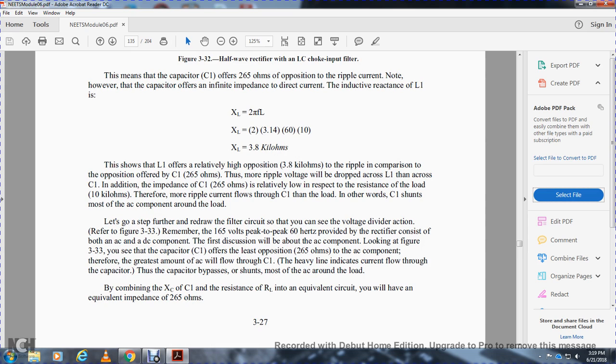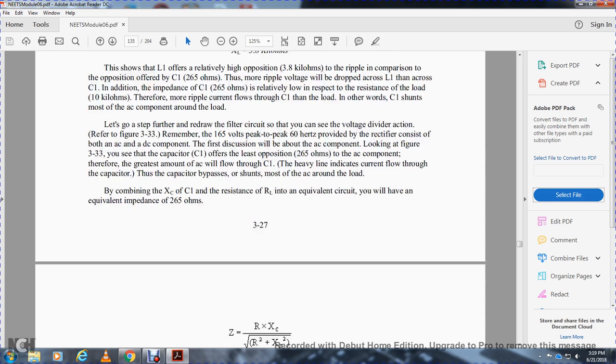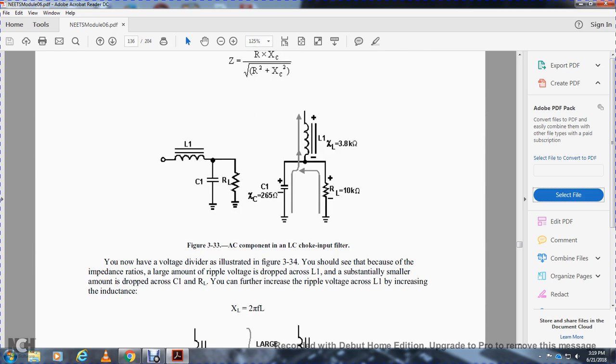Let's go a step further with a redraw of the filter circuit, as you can see, with the voltage divider action in figure 3-33. Remember, the 165 volts peak to peak, 60 Hz provided by the rectifier consists of both AC and DC components. Looking further at figure 3-33, you see that capacitor C1 offers the least opposition, 265 ohms, for the AC component. Therefore, the greatest amount of the AC will flow through this capacitor. The heavy line indicates the current flow through the capacitor. The capacitor bypasses, or shunts, most of the AC around the load. Combining the capacitive reactance of capacitor C1 and the load resistance, the equivalent circuit will have an equivalent impedance of 265 ohms.